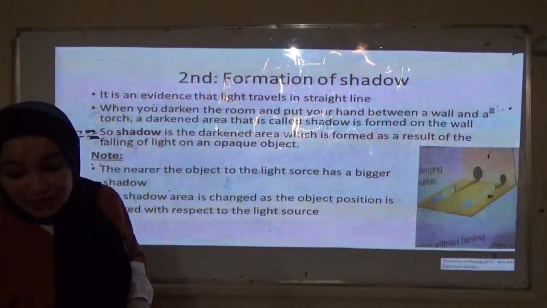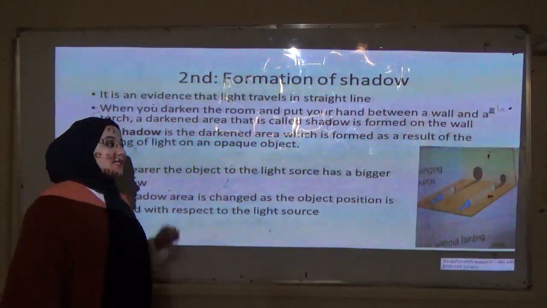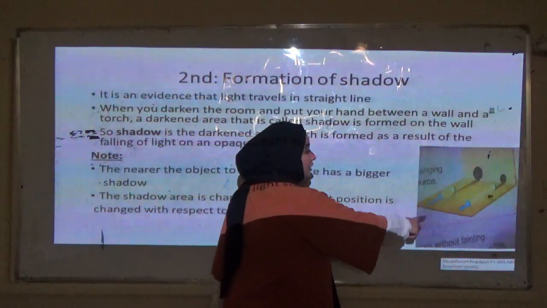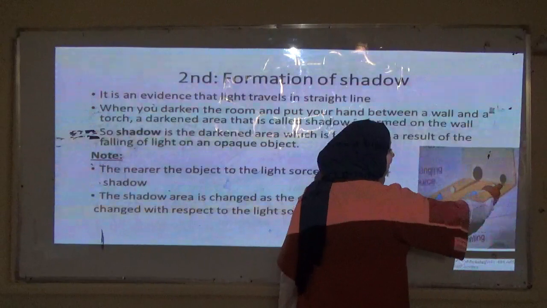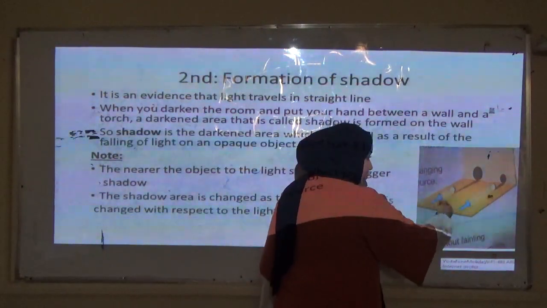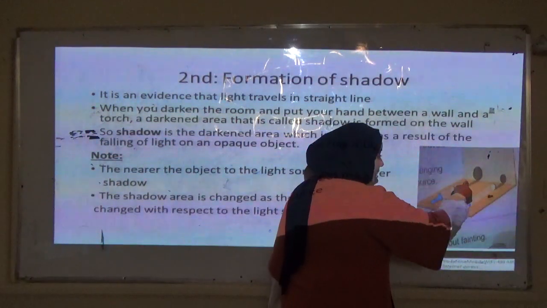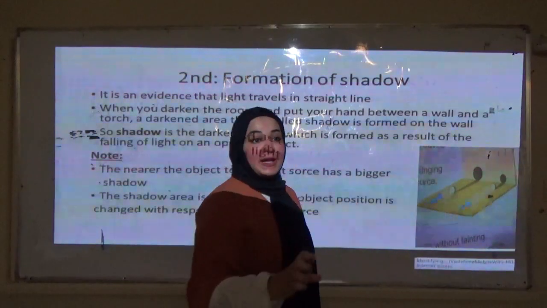So this is another evidence to prove that light travels in a straight line. The same as this image. Here I put a torch and I put an object. What I will notice is that a shadow is formed. When I move near to the source of light, the shadow becomes bigger. As I move far from the source of light, the shadow becomes smaller.